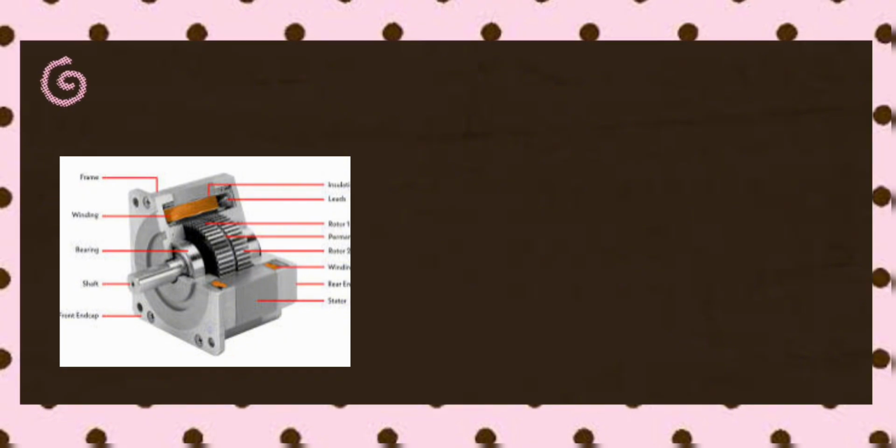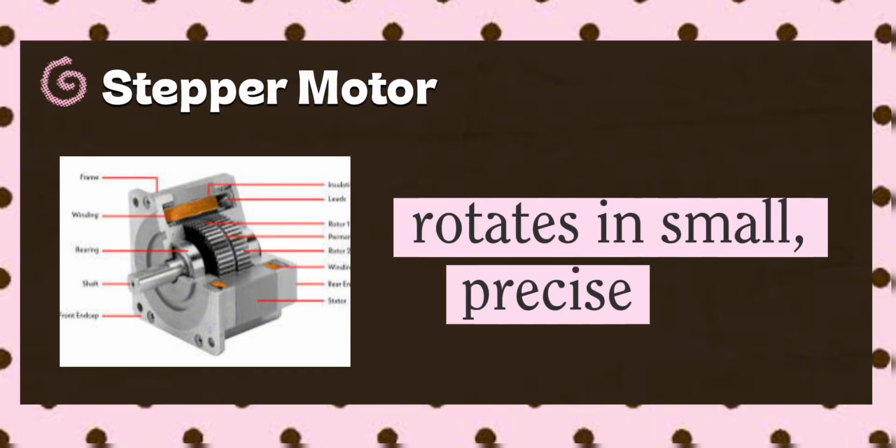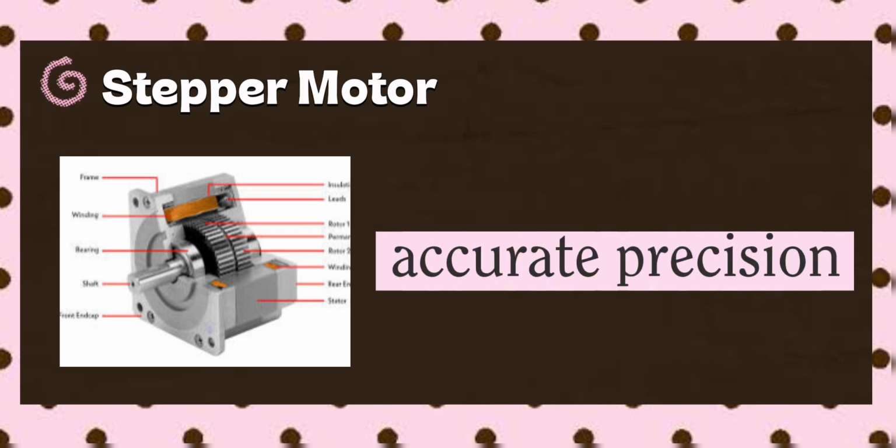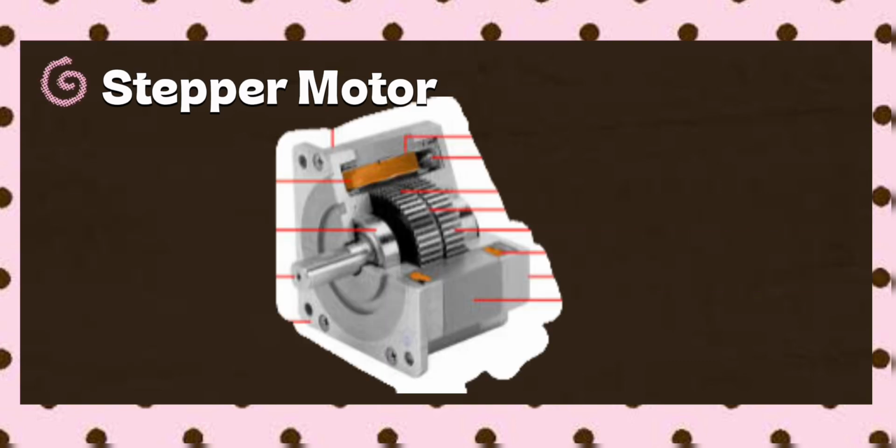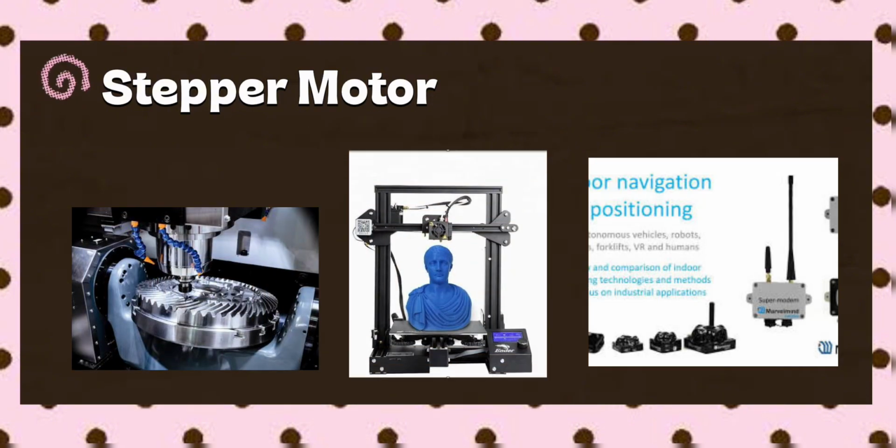Stepper motor. A stepper motor rotates in small, precise steps instead of continuous motion. This allows accurate positioning without losing control. In mechatronics, stepper motors are used in CNC machines, 3D printers, and robotic positioning systems.